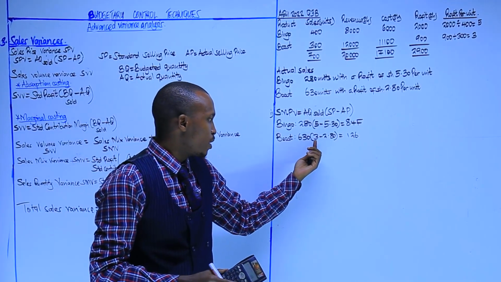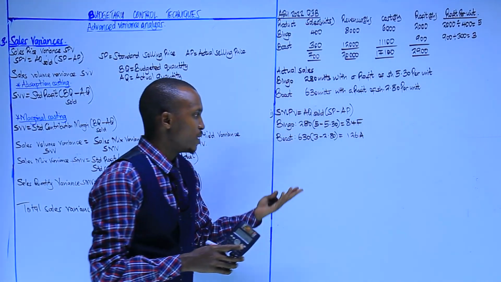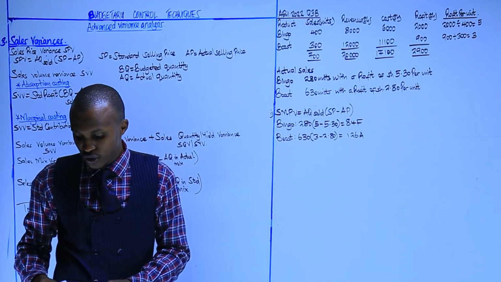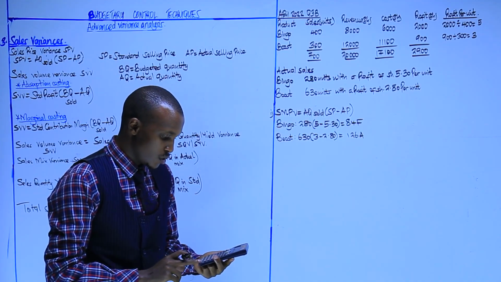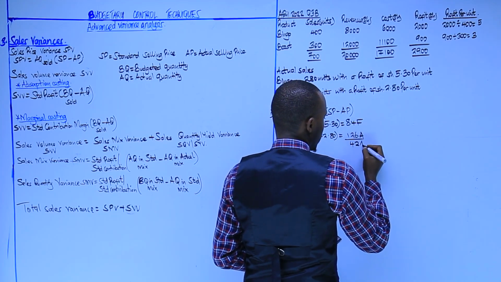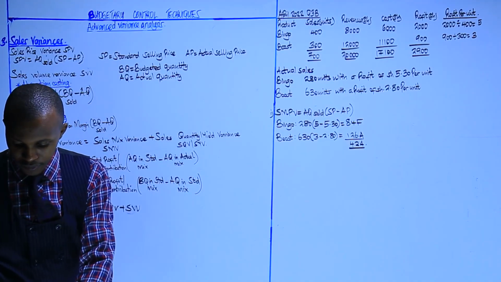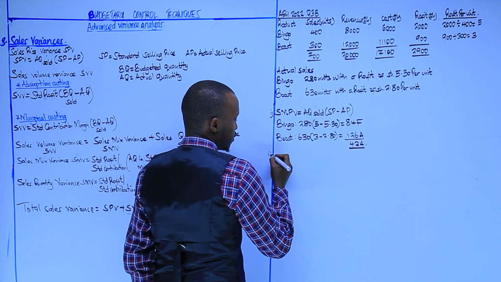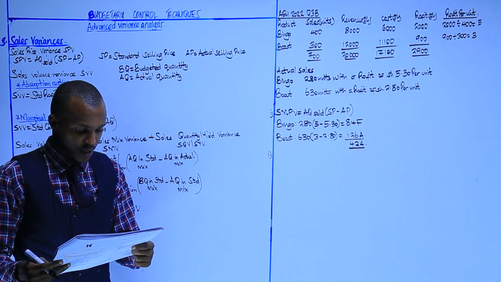Favorable. This will be adverse. Why? You had budgeted to earn a profit of 3, and you have ended up with a profit of 2.8. That is not good for the organization. Your profits have reduced, therefore that will be 42 adverse. Okay. The next variance that they want us to determine, number 2, is your sales margin volume variance.